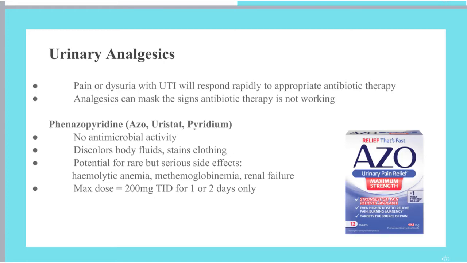Some recent research has shown that there are very serious but rare side effects to phenazopyridine. It's not an entirely innocuous medication. So it's important to understand the risks if you do recommend this product for a patient. If you're going to use it, the max dose is 200 milligrams of phenazopyridine 3 times a day for only 1 or 2 days of the treatment. After that, the antibiotics should start to kick in, and they won't be experiencing the burning or pain upon urination.